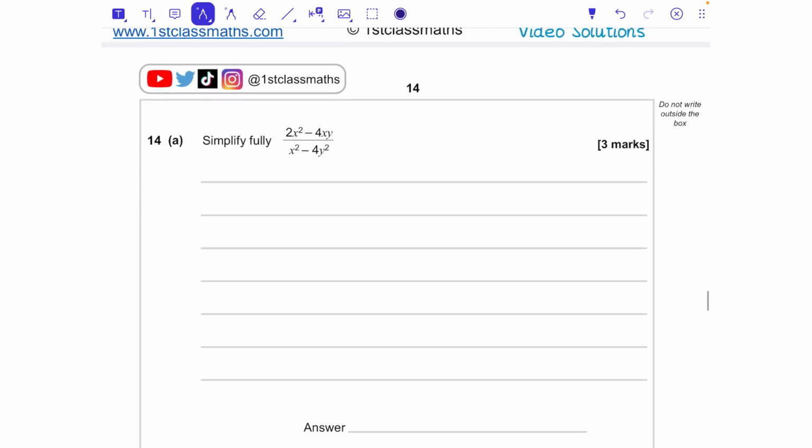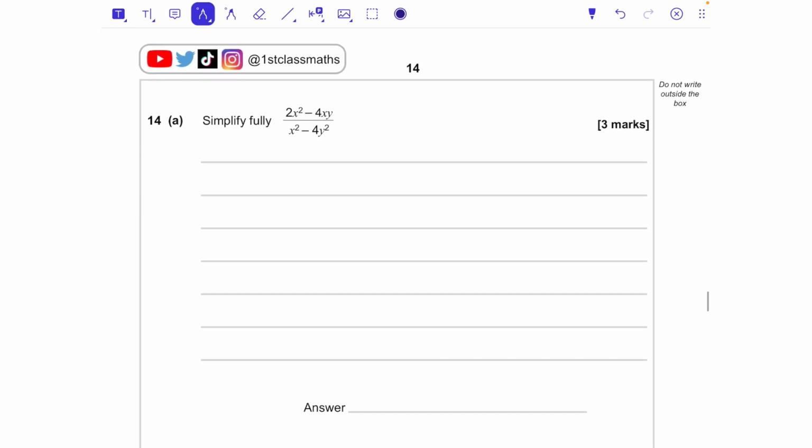Question number 14, and we're simplifying an algebraic fraction. Now, in order to simplify an algebraic fraction, we want to factorise the numerator and factorise the denominator. For the numerator, these terms have both got things in common, so that tells me that this is going to be one bracket. They've got 2x in common, let's pull that outside, and we're left with x minus 2y. 2x times x is 2x squared, and 2x times minus 2y is minus 4xy. So we're happy with that. And then that is over.